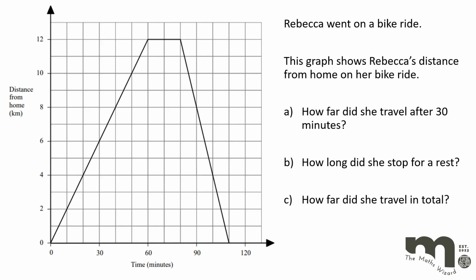Okay, so let's have a look at a question on this then. So Rebecca's gone on a bike ride. We've got this graph showing the distance from home on her bike ride. We've got 3 questions here. So we want to know how far she's travelled after 30 minutes, how long did she stop for a rest, and how far did she travel in total?